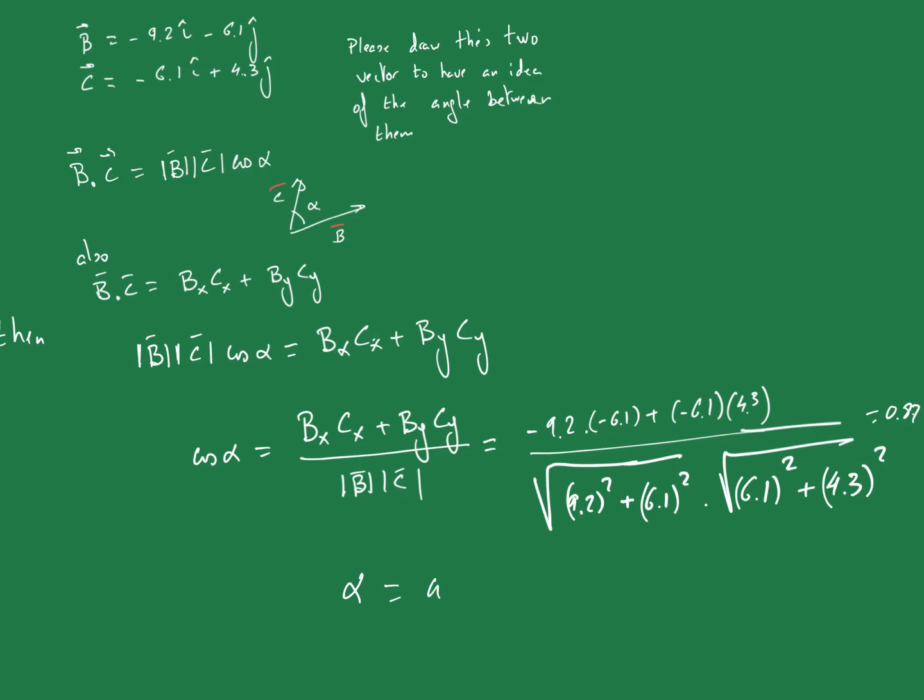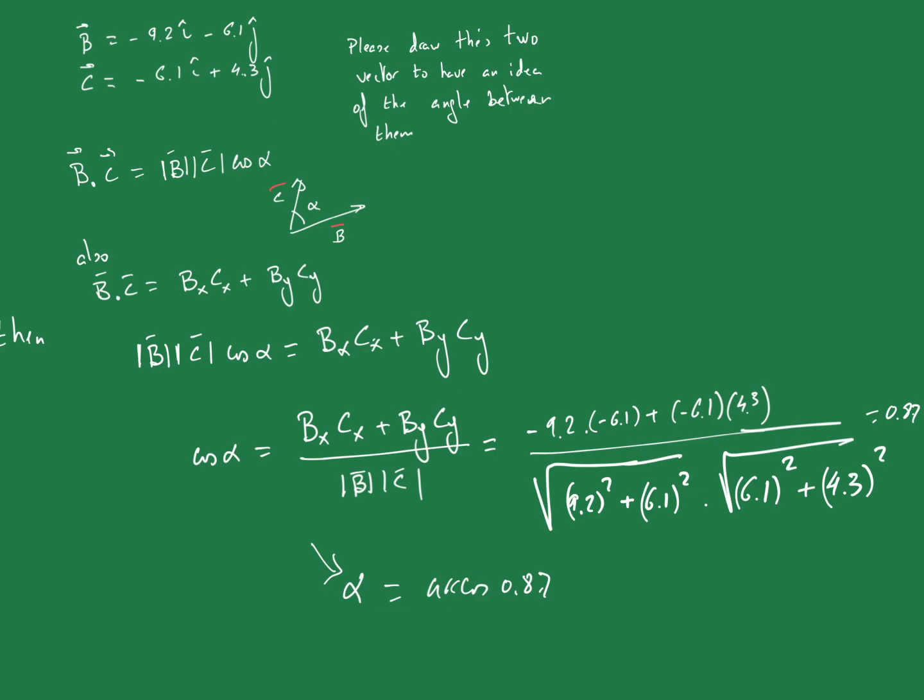So alpha will be the arccosine of 0.87. Use your calculator and find the angle. Good luck. Let's go to the next question.